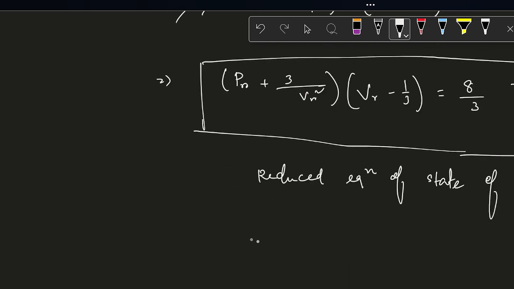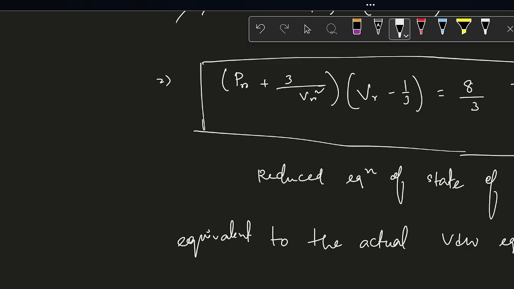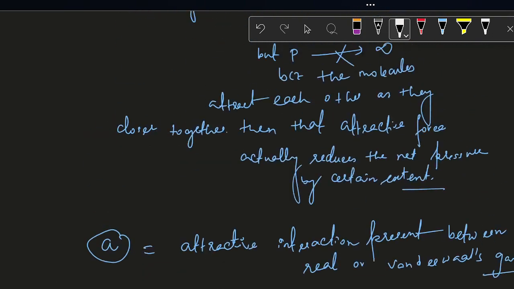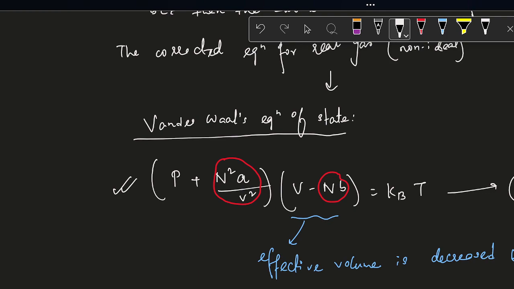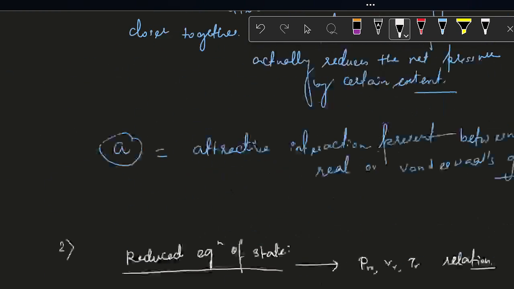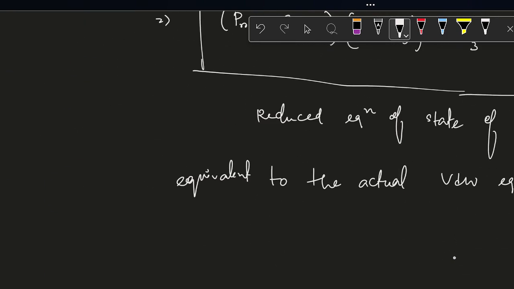It is actually equivalent to the basic van der Waals equation of state. So do not confuse that this is some other equation, because you yourself saw how I derived it. So this is basically the same equation, only the form has been changed. So this is equivalent to the actual van der Waals equation of state that was given in equation number 2 above. You can find it out. Equation number 2 was this equation. So this equation and the lower equation are actually equivalent to each other.